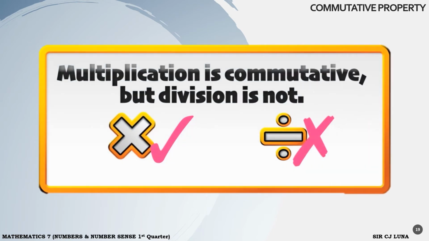From there, we have found out that multiplication is commutative, but division is not. So that means the properties of operations on the set of integers can only be applied for addition and multiplication. Crystal clear? Very good.